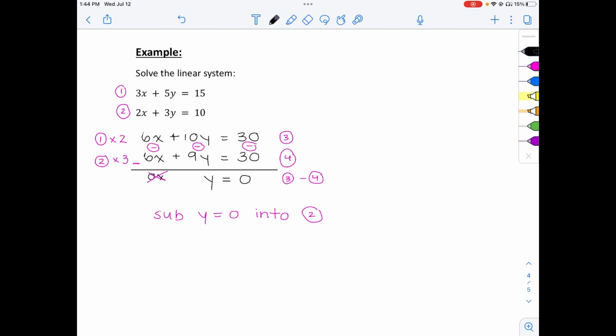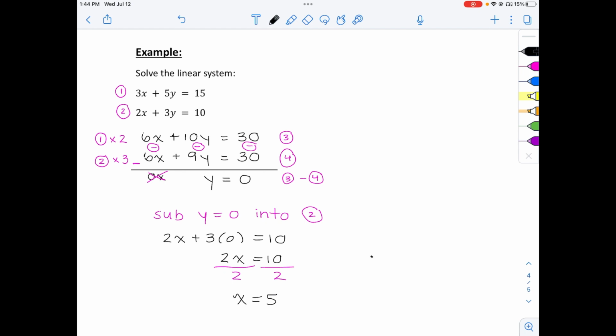So then we will have 2x plus 3 times 0 is equal to 10. 3 times 0 is just 0, so that's gone. So I'll just have 2x equals 10. Then I divide by 2 on both sides to fully isolate, and I have x is equal to 5.